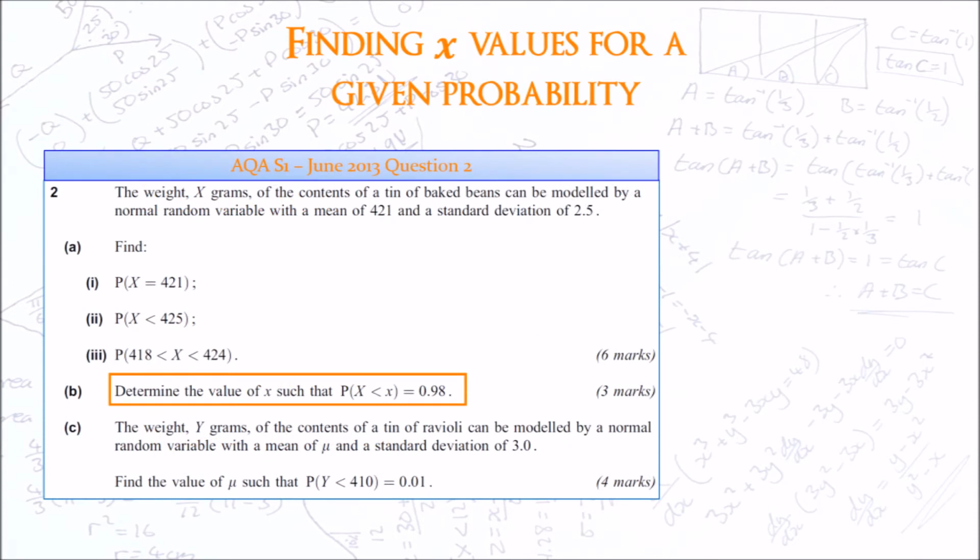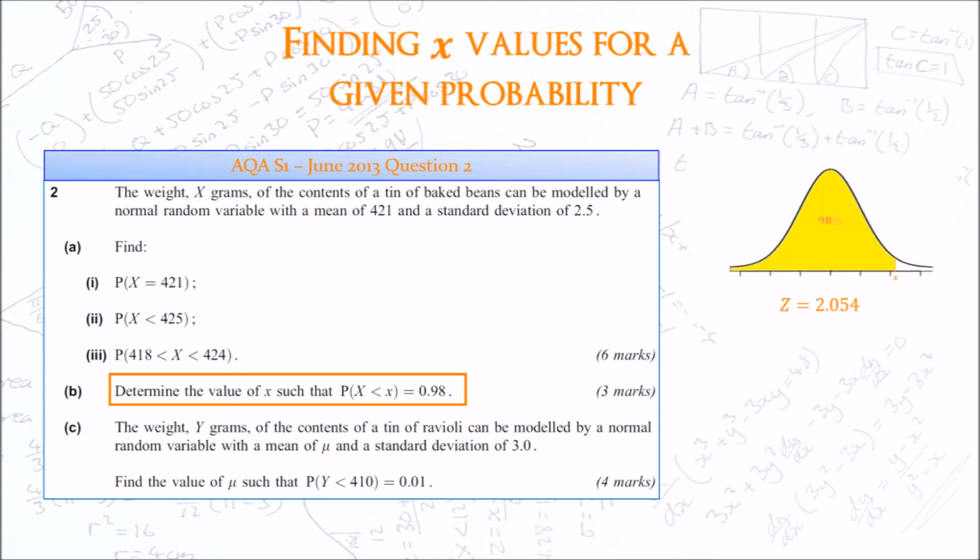Another type of question that arises quite a lot is where it gives you the probability of a normal distribution and it wants you to work out, for example, the value of x. In these questions you want to read it very carefully, so let's have a look at part B here. It says determine the value of x such that the probability of x is less than little x is equal to 0.98. It's really key to try and get your diagram right here, and as you can see this means that we've got some value such that 98% of the data lies less than this.